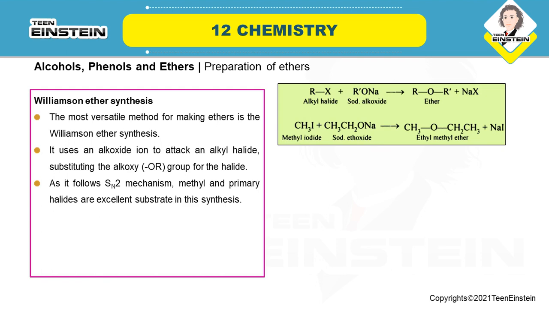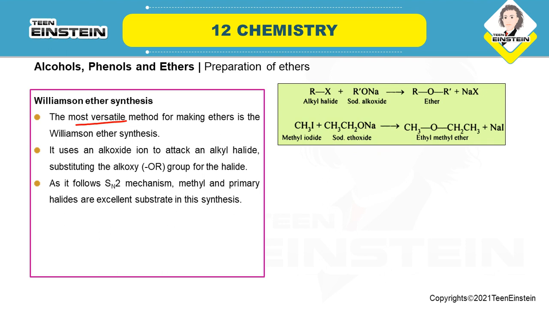Next method is Williamson ether synthesis. So this method is basically the most versatile method for making ethers. In the last method you have seen formation of symmetrical ether, right? Both sides of the oxygen there is the same group, methyl group or ethyl group. But in this case you can make unsymmetrical ether also. Fine.